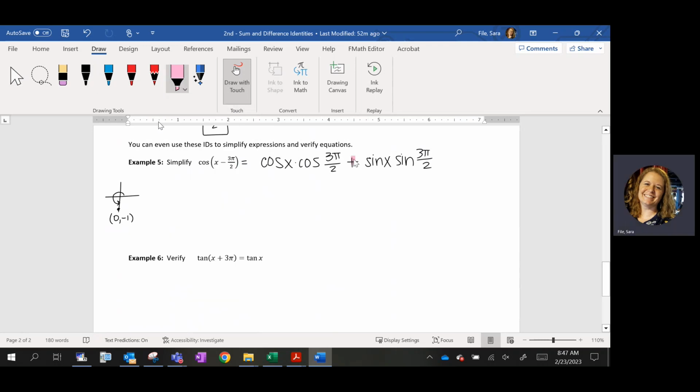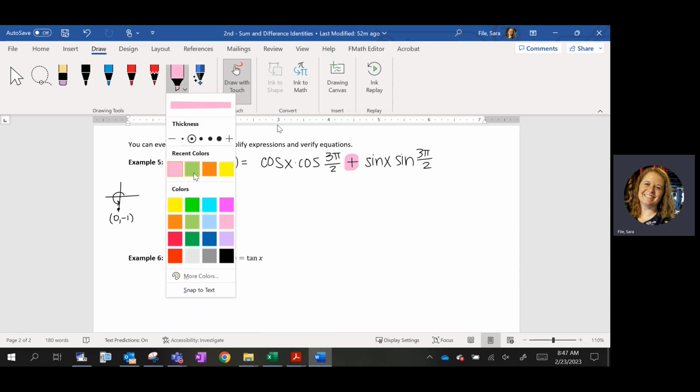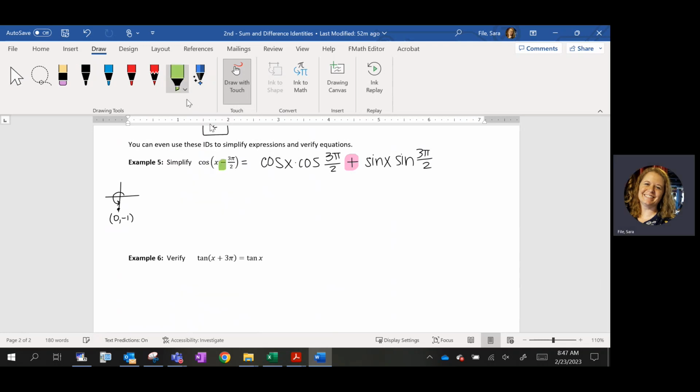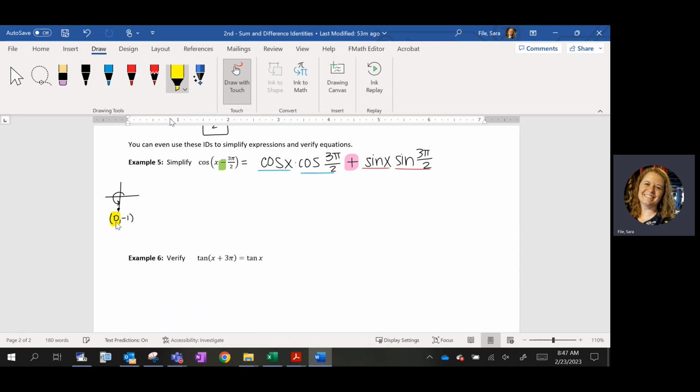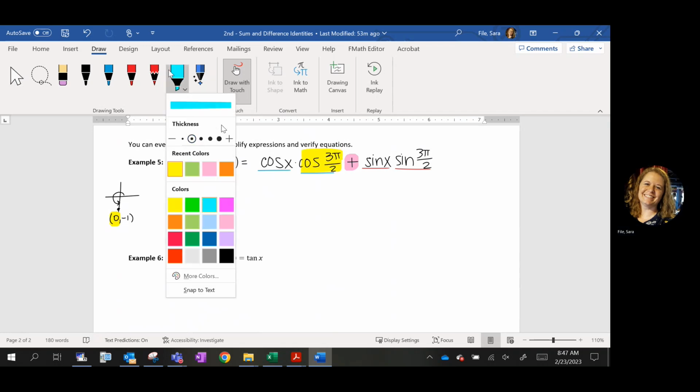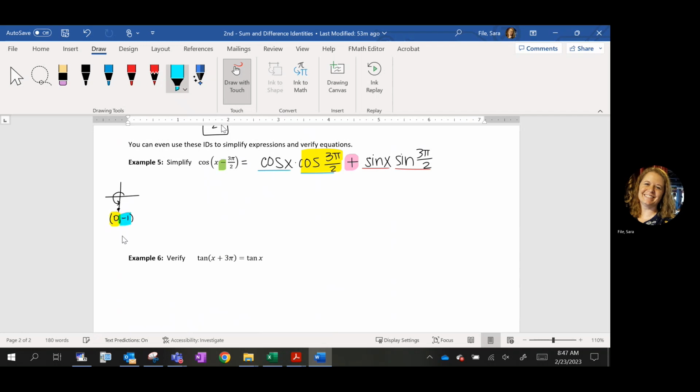So I'm going to remind myself that I did opposite sign here from that. And then I kept the sines together and I kept the cosines together. Now I'm going to do some substituting. Is 0 the cosine or the sine? Cosine of 3 pi halves, so that's going to go here. Okay, and this is the sine of 3 pi halves, so that's going to go here.